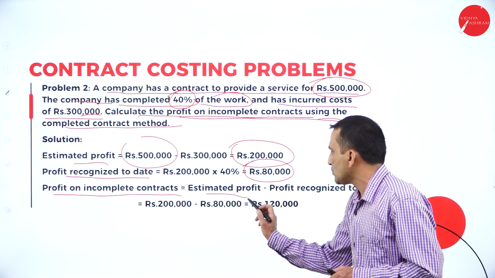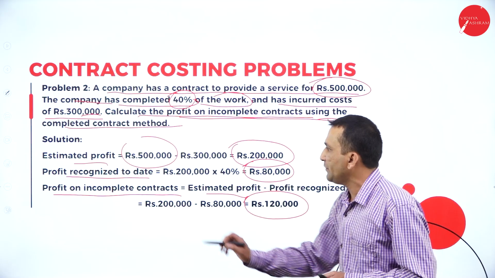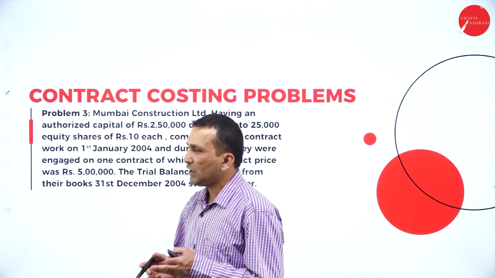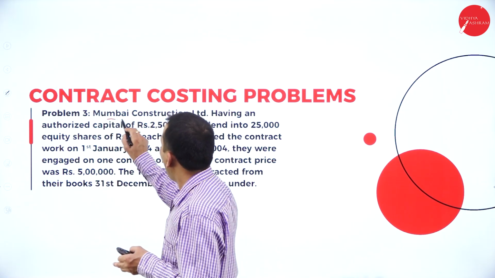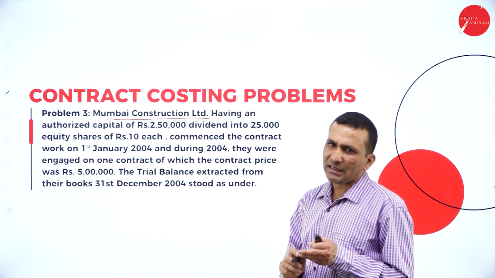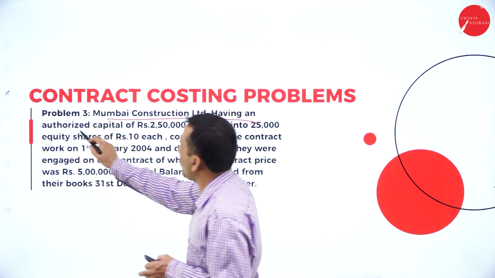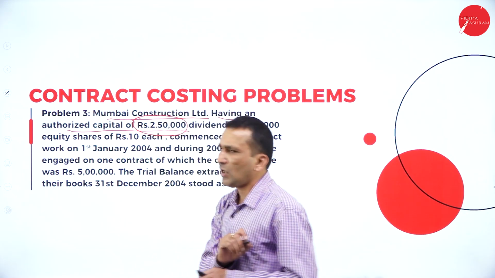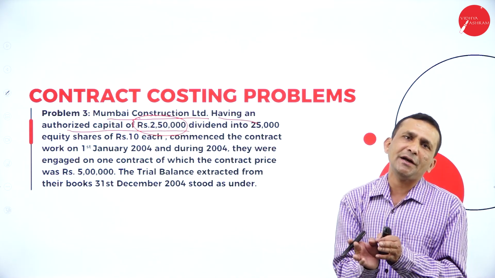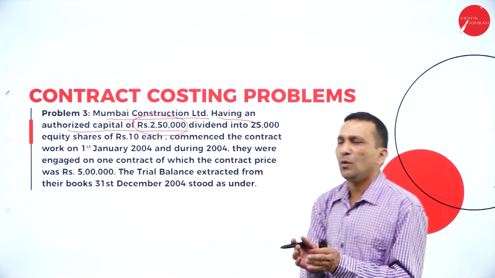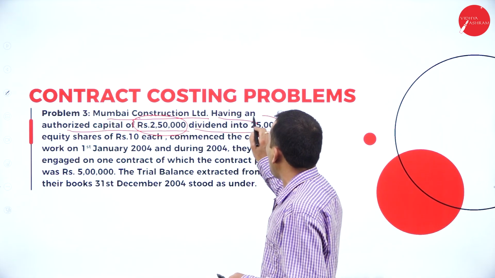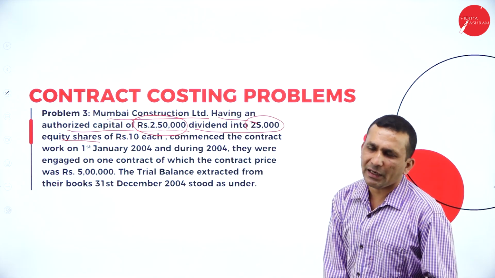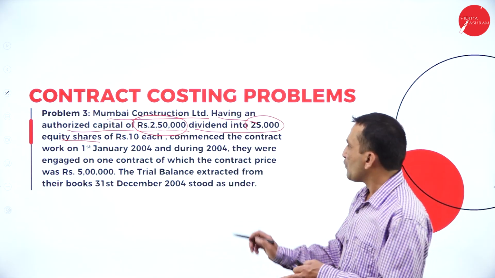From 2 lakh 80,000, if you subtract 1 lakh 20,000, which is nothing but the profit of the incomplete contract. Moving to the third question, problem. Mumbai Construction Limited having an authorized capital of 2,50,000, which is not at all connected to the contract account. Dividing 25 equity shares into 10, we get 2,50,000 if you multiply the number of equity shares.